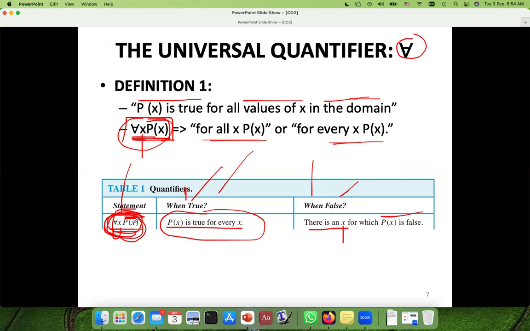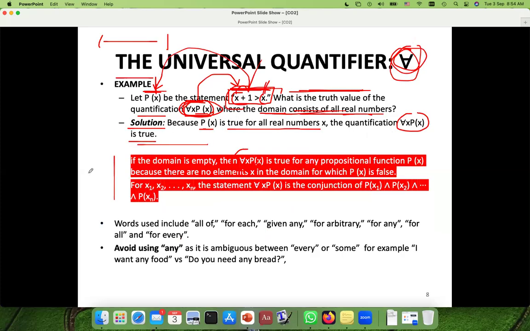And how can we make it false? When we find some value for which p of x is false. And when the domain is empty, we don't have any element to make it false. So that's why, by default, it will remain true. That is what is written here. If the domain is empty, this statement will be true for p of x, because we don't have any element in the domain for which p of x will become false.